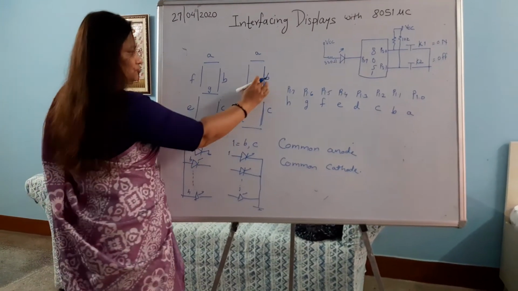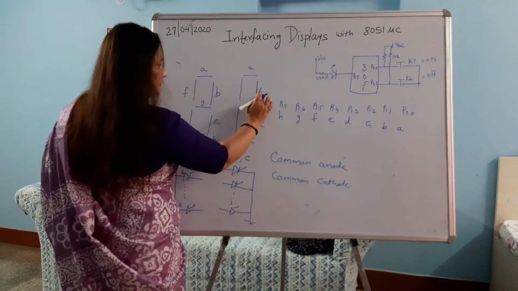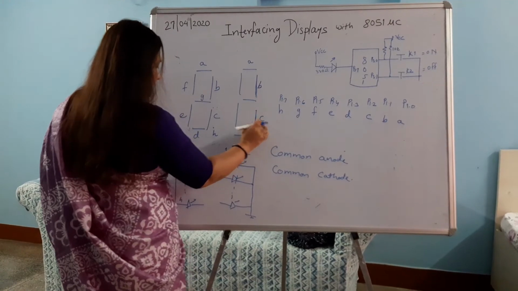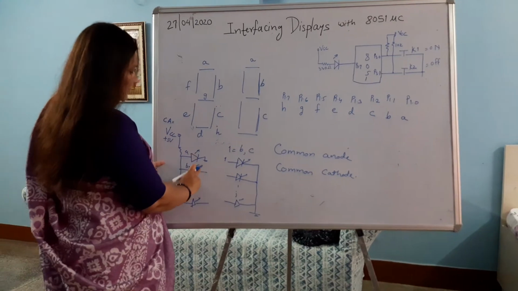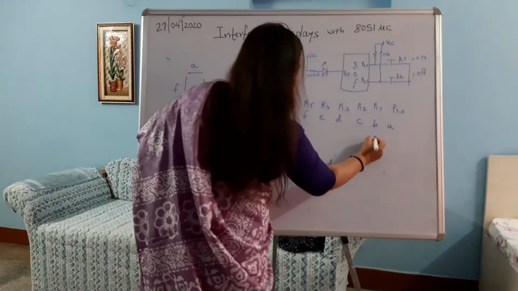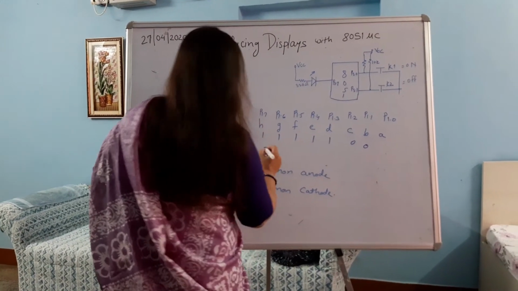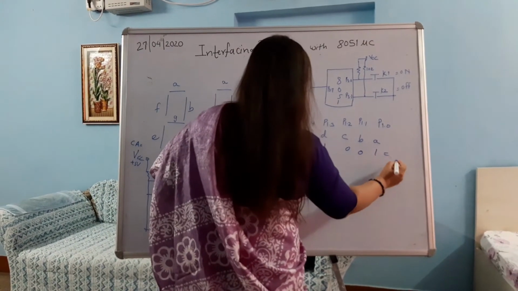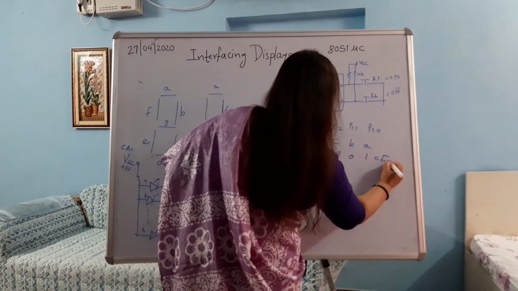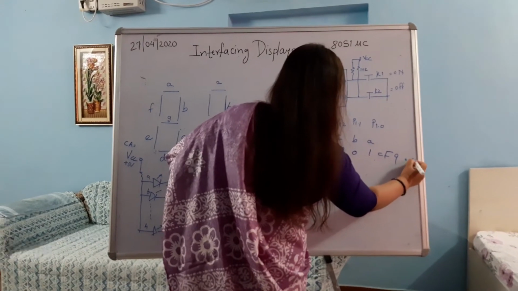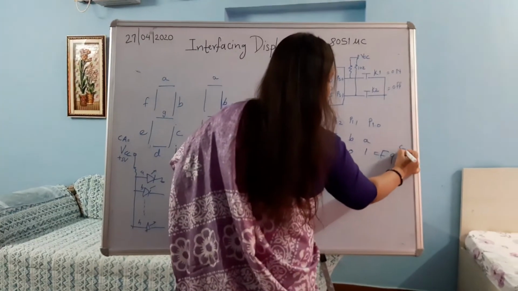Suppose I want to glow 1 on this 7 segment display. 1 means I want to glow the B and C segments. In common anode configuration, to glow the LED it should be 0 0. So B and C will have 0 0, and the rest of the segments will have 1. So what is the pattern for this? This is F, and this is 9. F9 stands for 1 in hex. This is with common anode configuration.